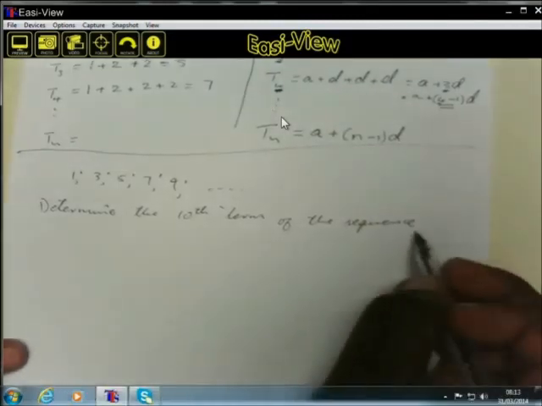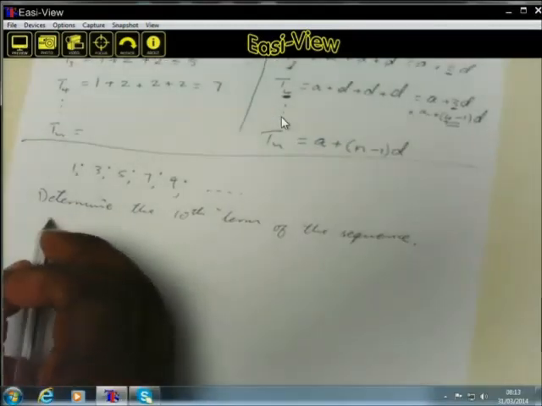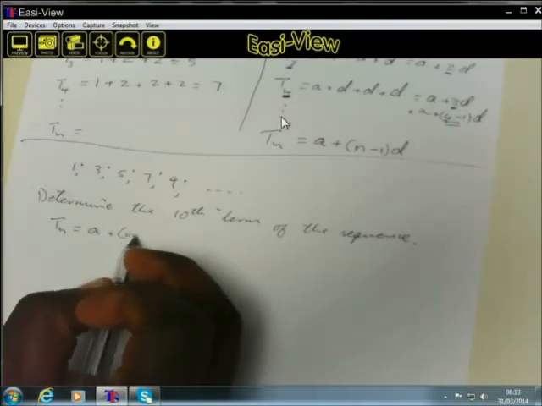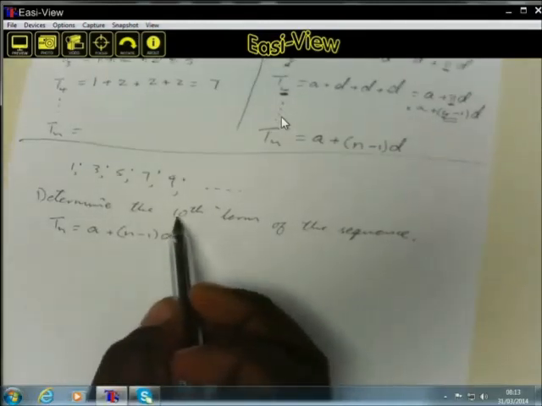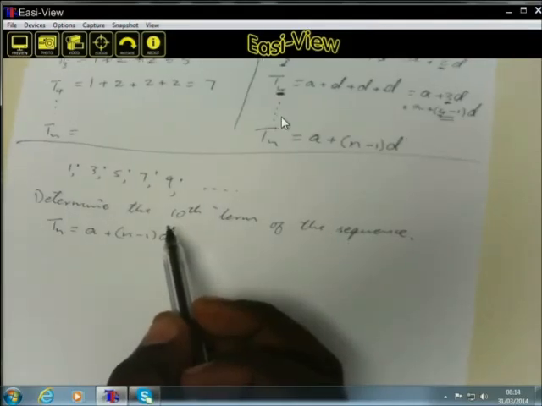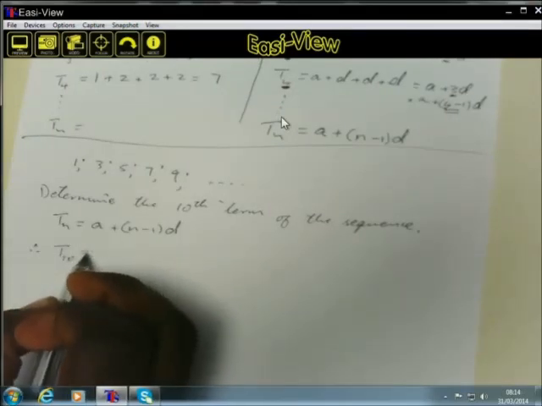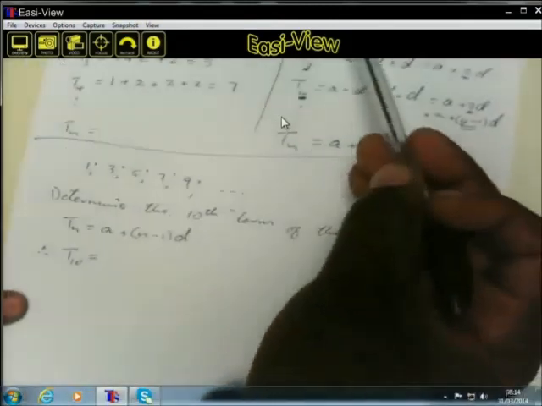Now, if they say to us, determine the 10th term of the sequence, we go straight to the general term. We write down the general term, which is equal to A plus n minus 1 D. Now, because they want us to find the 10th term, it means in the place of n, we write 10. So we will therefore have here T10, which is equal to, now remember, I said the first term can be denoted by A, which means this A that you see here is in the place of the first term.